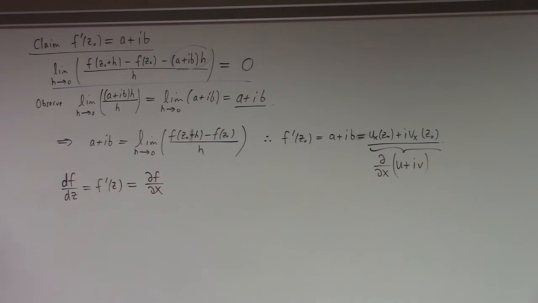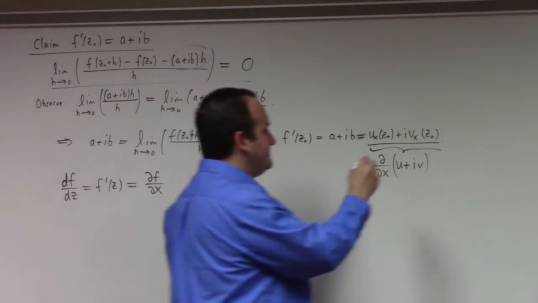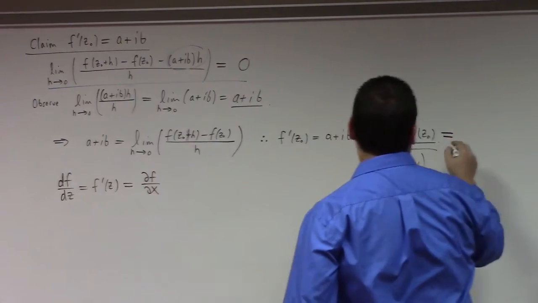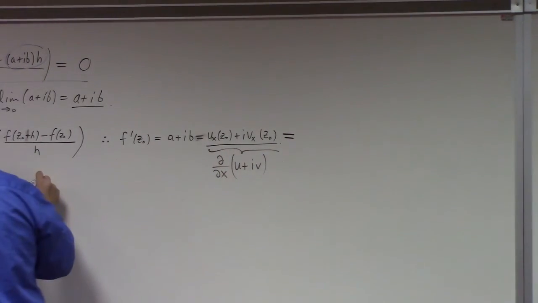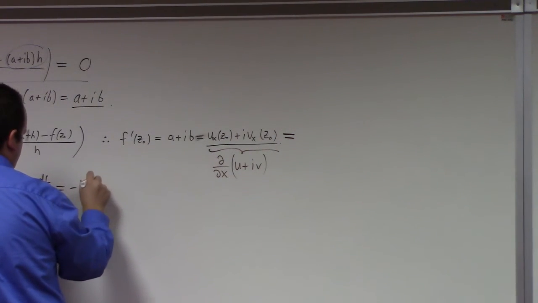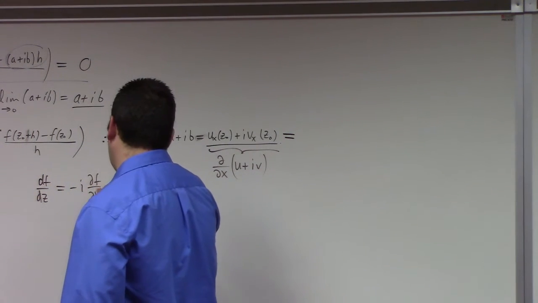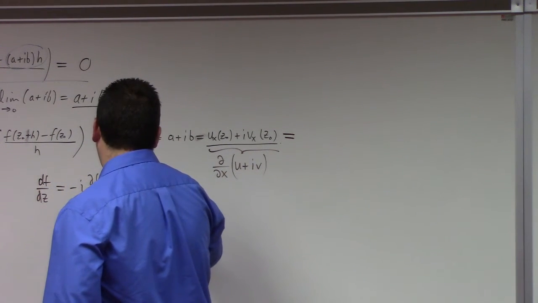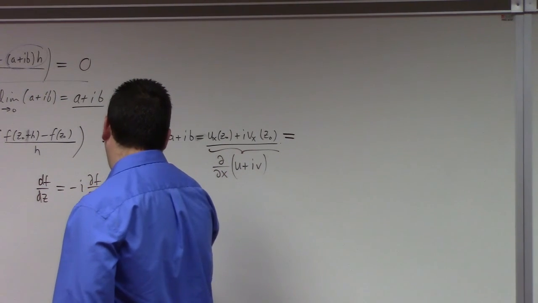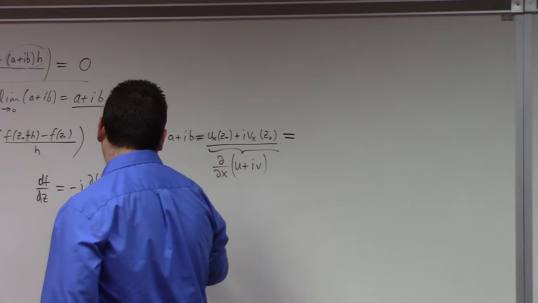How can you rewrite this in terms of y? See, vx. So you can also write df/dz is equal to minus i partial f partial y. See, because that would be minus i times uy plus i vy, which is minus i uy plus vy, right? Which is equal to what?